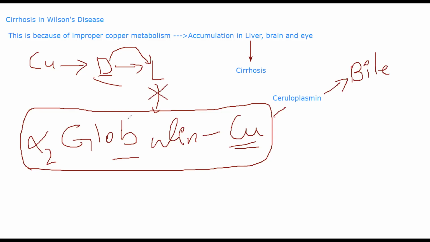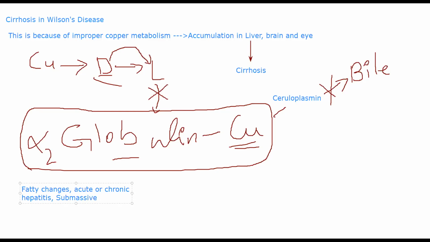Either the liver will not excrete it properly, or this step will not occur properly. In either case, the liver is not excreting that copper out, meaning copper will start getting accumulated in your liver. Because of this accumulation of copper, your liver will show certain changes. Those changes will be steatosis, fatty changes. The patient can have acute or chronic hepatitis, or the patient can have submassive liver necrosis.